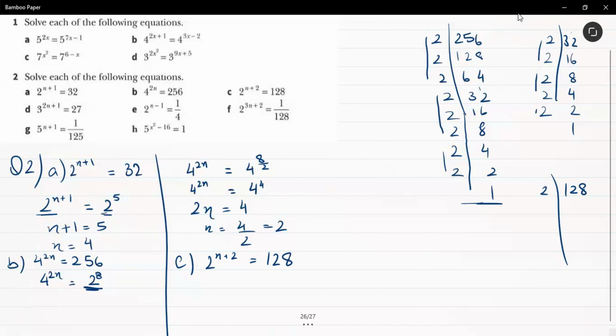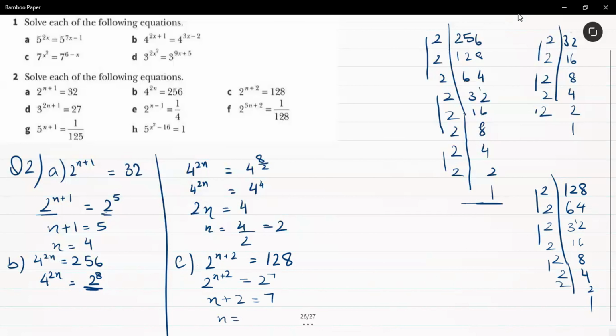2 6s are 12, 2 4s are 8, 2 3s are 6, 2 2s are 4, 2 1s are 2, 2 6s are 12, 2 8s are 16, 2 4s are 8, 2 2s are 4, 2 1s are 2. Now just count the number of 2s which are coming here: 4, 5, 6, 7. So 2 to the power n plus 2 is equal to 2 to the power 7, and n plus 2 is equal to 7. So n is equal to 7 minus 2, which is equal to 5. And that's it. This is it for part C.